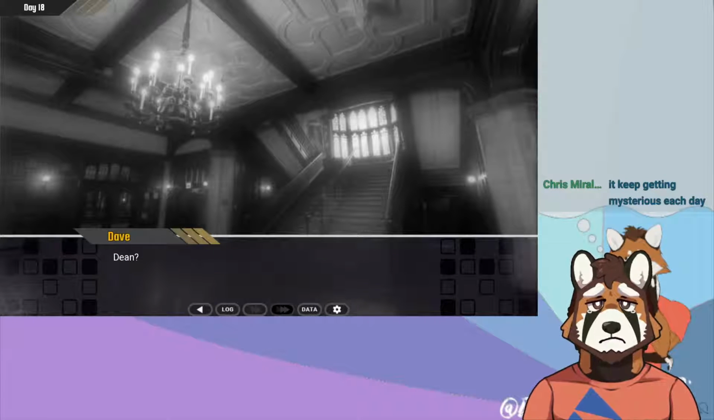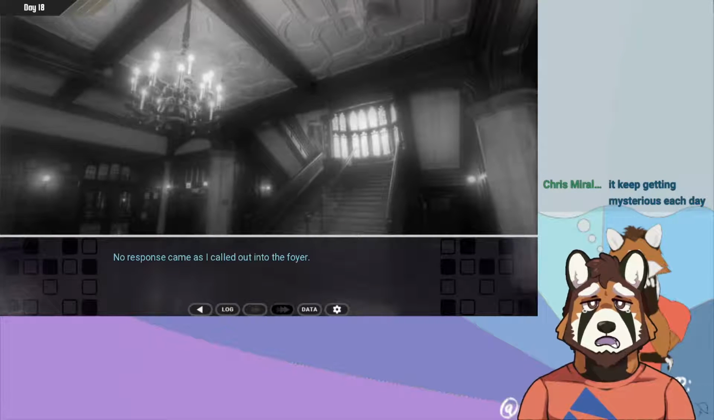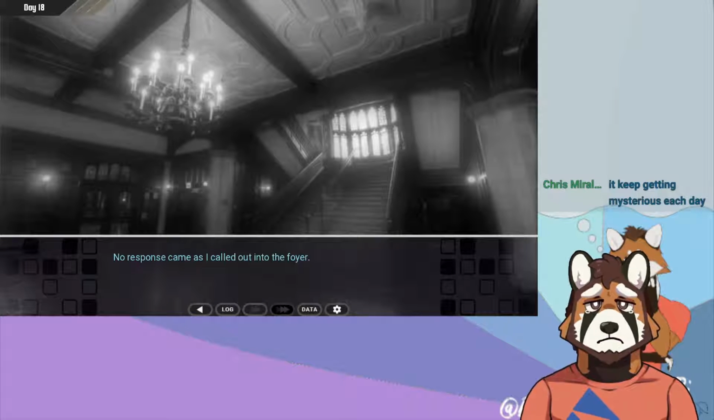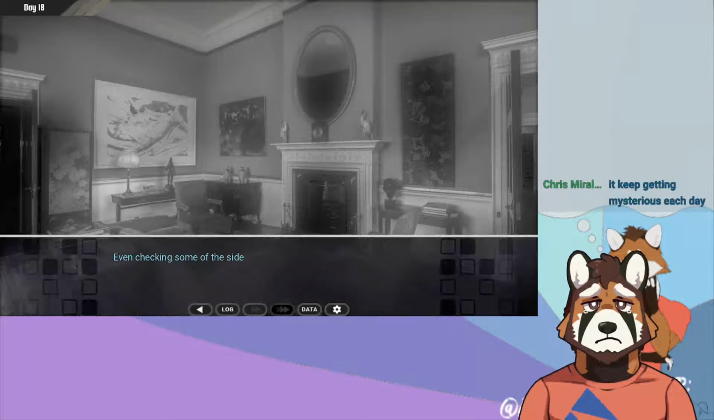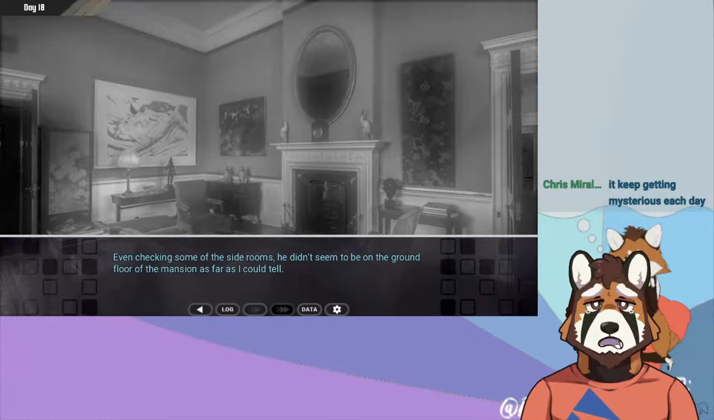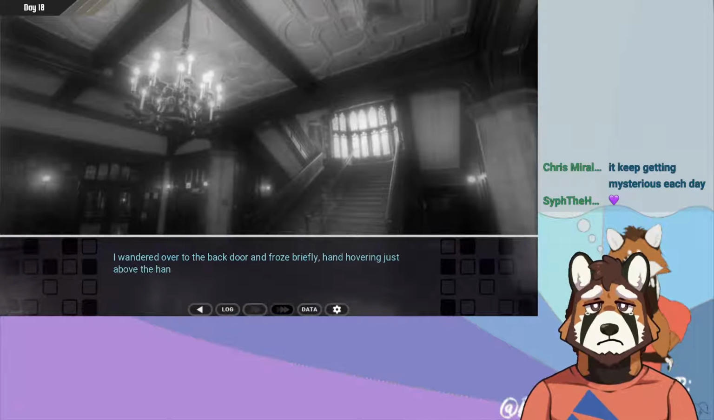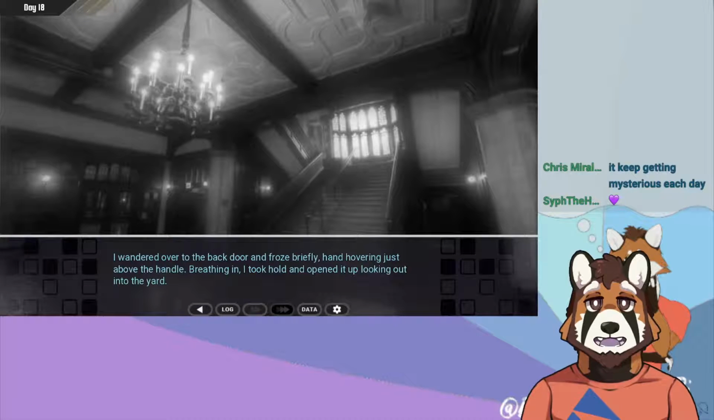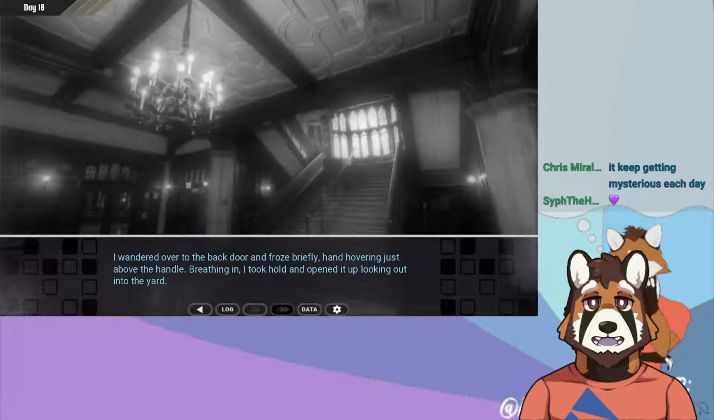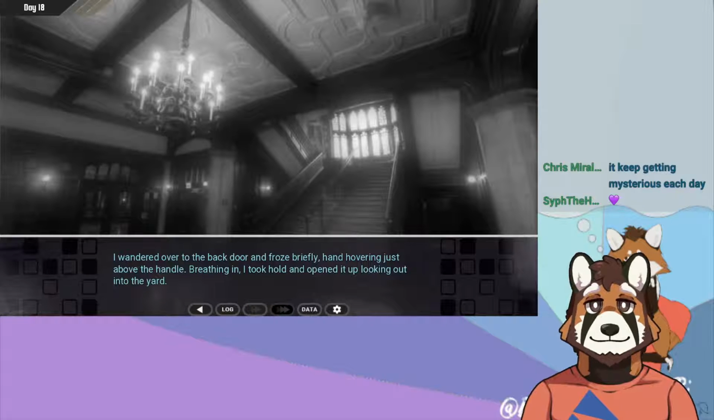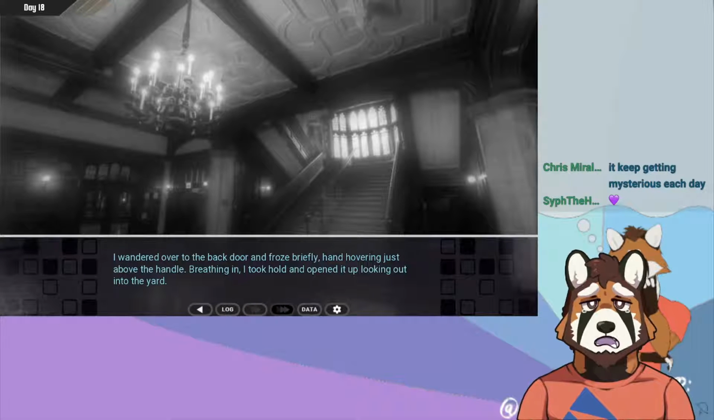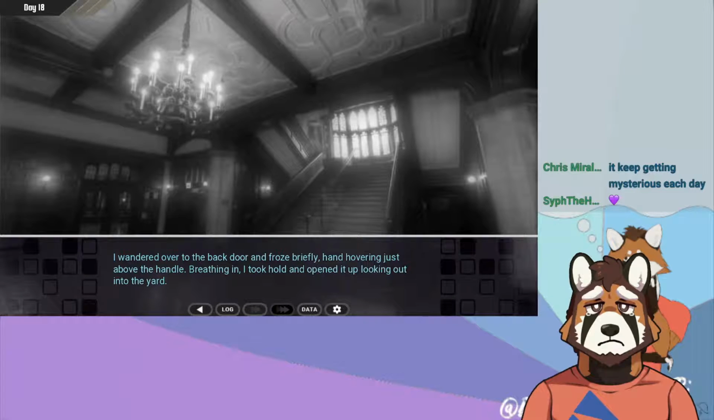Dean? No response came as I called out into the foyer. Even checking some of these side rooms, he didn't seem to be on the ground floor of the mansion as far as I could tell. I wandered over to the back door and froze briefly, hand hovering above the handle. Breathing in, I took hold and opened it up, looking out into the yard.